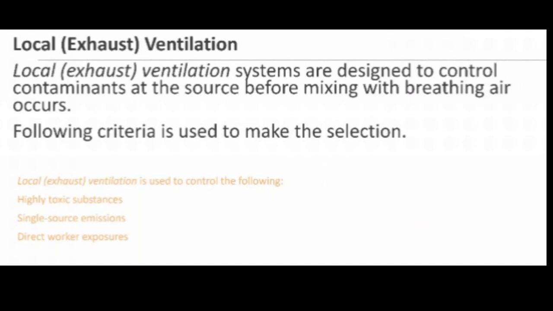In short, there are three types of ventilation. One is general ventilation, which is used mostly for thermal comfort. The second one is dilution ventilation, which is used to decrease the concentration of the contaminant. And the third type is local exhaust ventilation, which is used to capture the contaminant from the point of source, and then we discharge the contaminant through ducts.